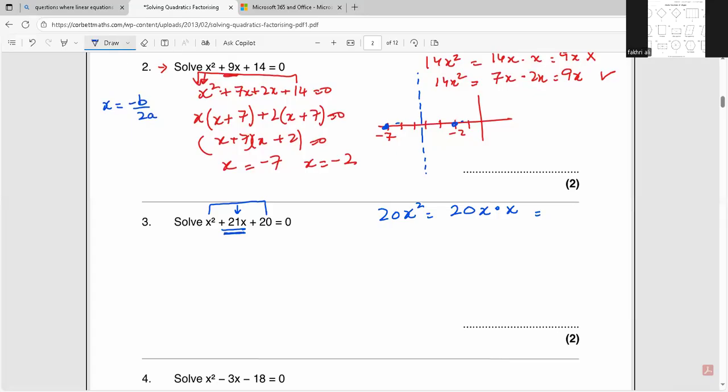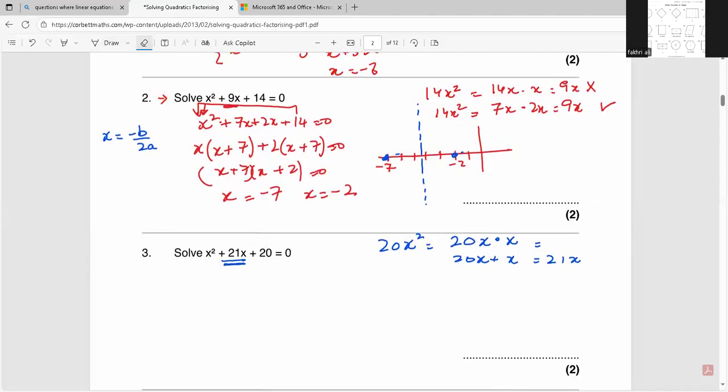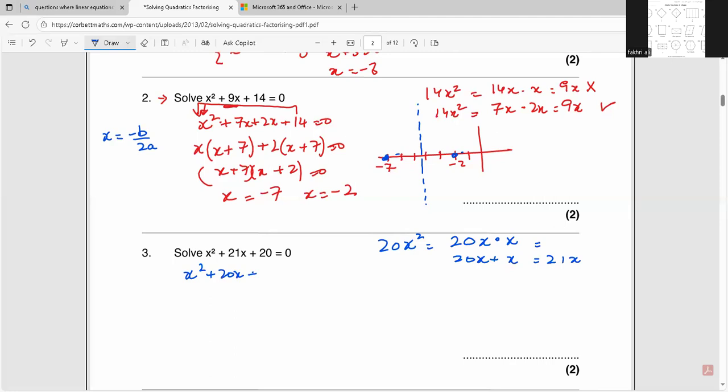And if I'm going to add these two factors, I can very easily get 21x. So this is the easiest factor. All right. I just move it. Okay. And I just write it here. I say x squared plus 20x plus x plus 20 is equal to 0. So I just take these two pairs here. I take x common from the first pair. I get this. And plus 1 from the second pair. I get x plus 20 is equals to 0.